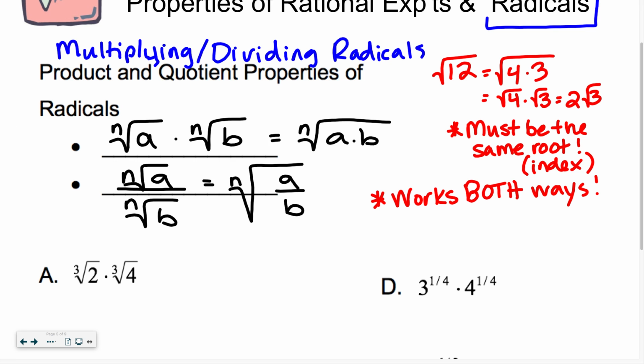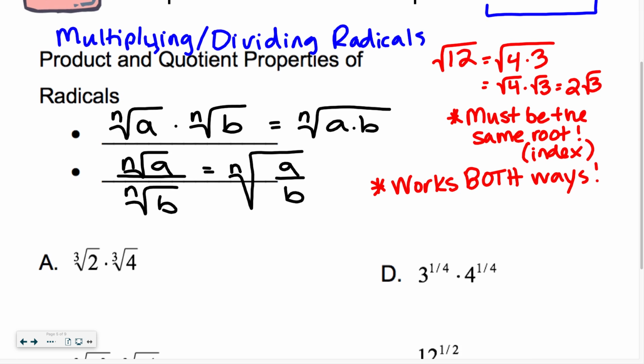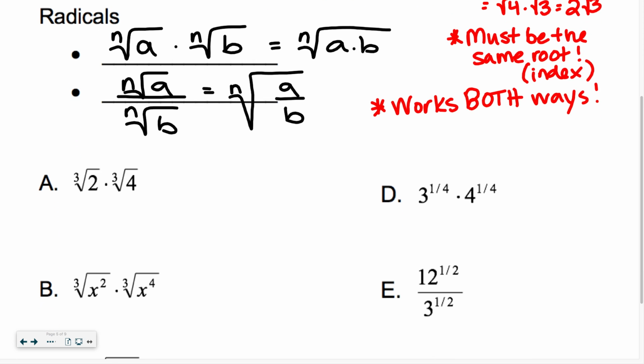Okay, so let's look at some of the examples. If I came across something like A, I would first check, can I do a cube root of 2? No. Can I do a cube root of 4? No. So let me see if I have 2 cube roots that are being multiplied together with the same root. Keep it a cube root.